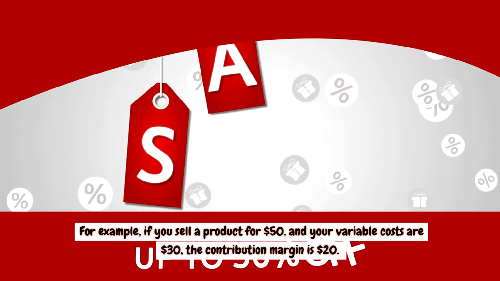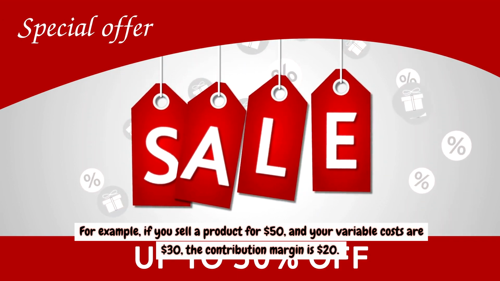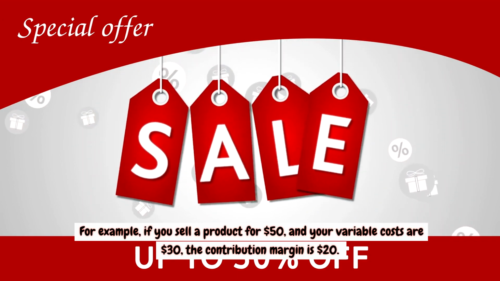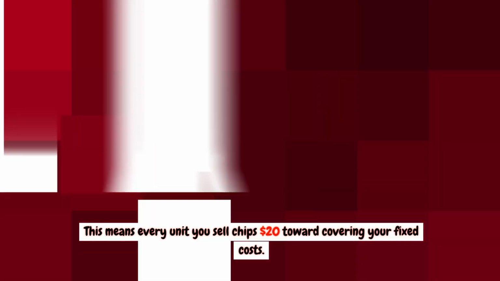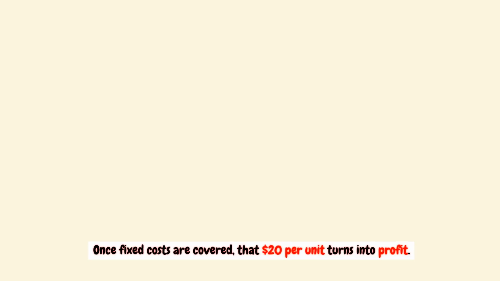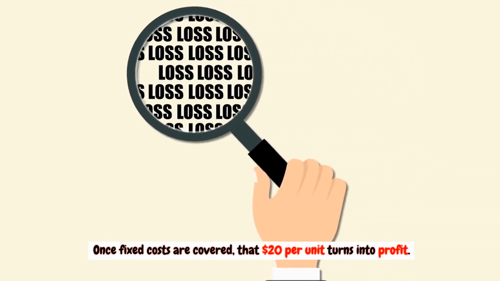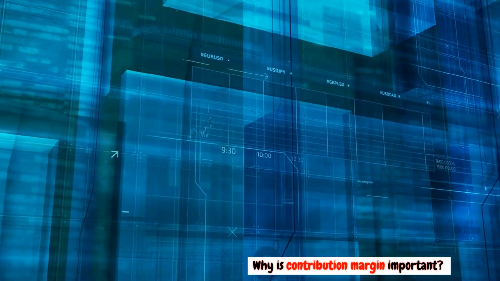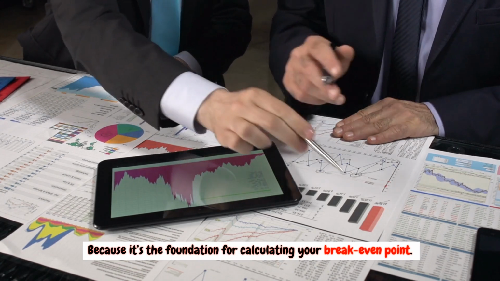For example, if you sell a product for $50 and your variable costs are $30, the contribution margin is $20. This means every unit you sell chips $20 toward covering your fixed costs. Once fixed costs are covered, that $20 per unit turns into profit. Why is contribution margin important? Because it's the foundation for calculating your break-even point.